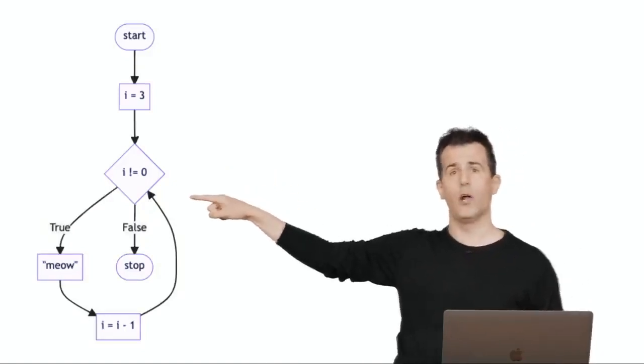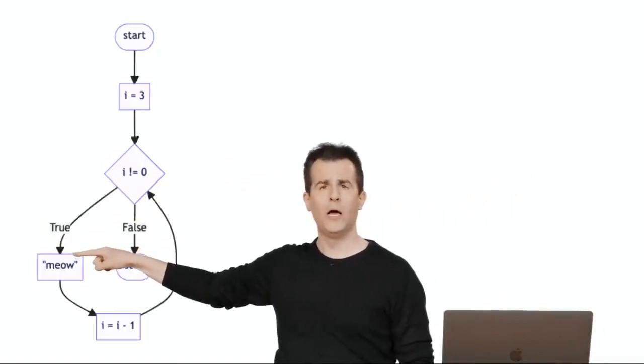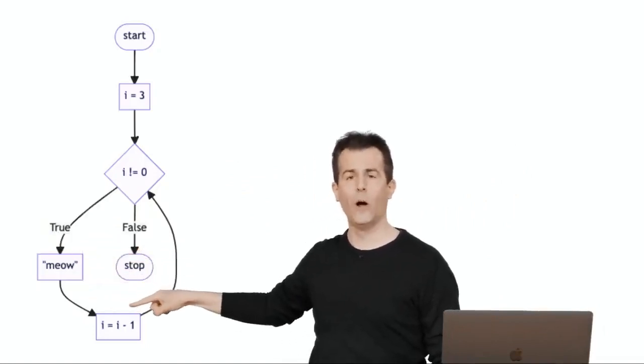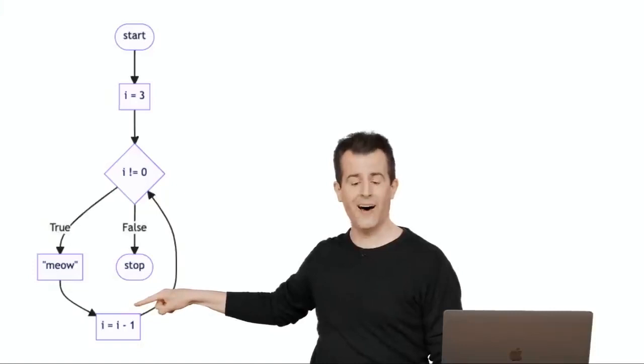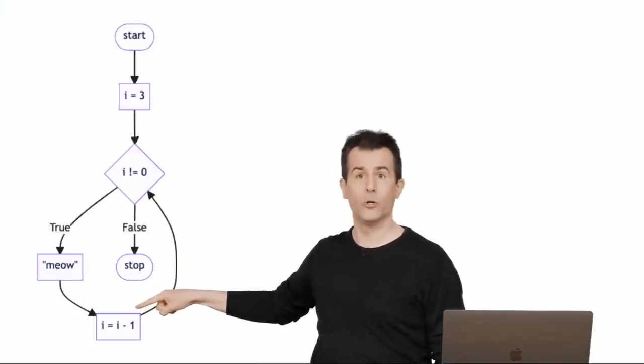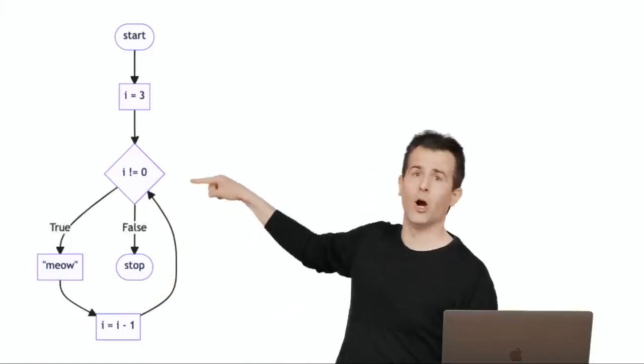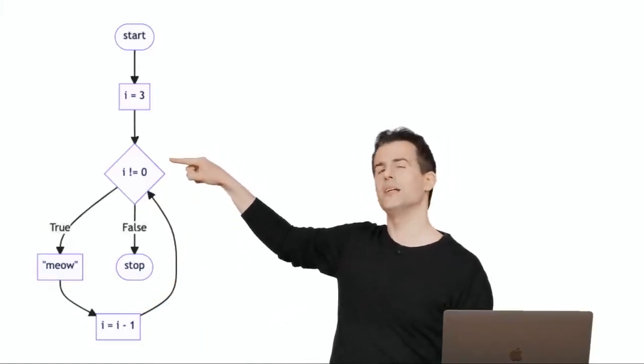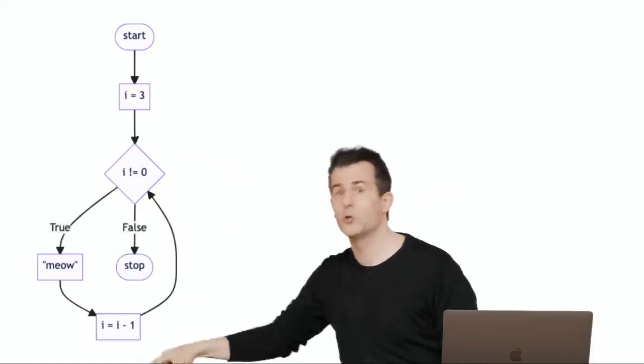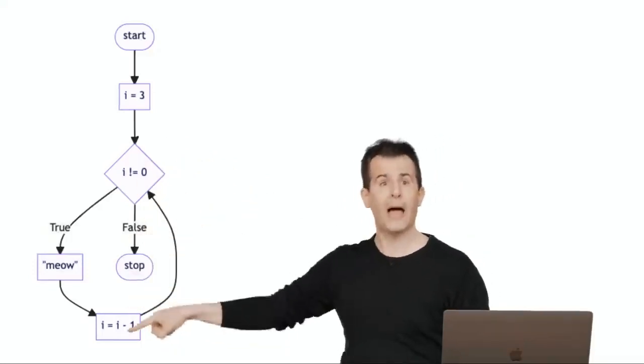It equals 3, so if I follow the true line, I meow. And then I follow this arrow and I update I to equal I minus 1. At this point in the story, I presumably equals 2 mathematically. I follow the arrow and there's the loop. This is why it's nice to see this graphically, perhaps, because you can literally see the loop back and forth.